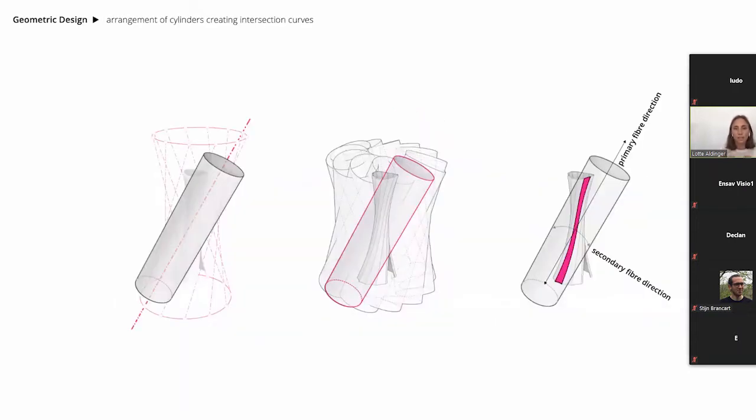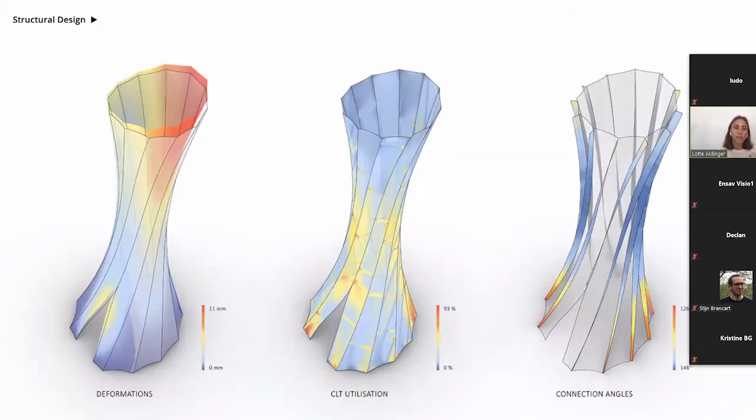And here you can see this torsional interplay of the cylinders that create those nice seams. And we also see the direct correlation between the primary fiber direction and the secondary fiber direction, which then are crucial for the structural design of the tower, because of course they're key to it, and this is basically my main contribution.